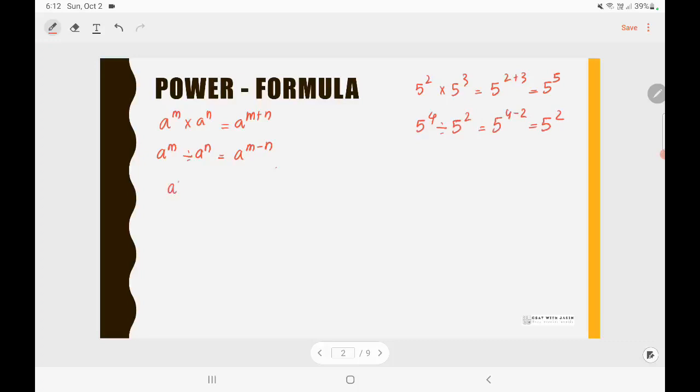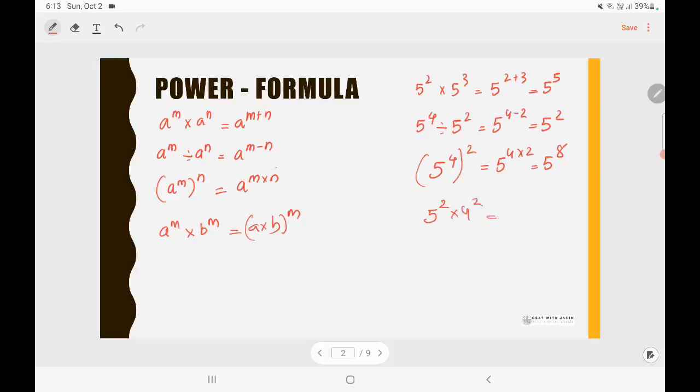And you can also write a raised to m all raised to n is equal to a raised to m into n. For example, if you have 5 raised to 4 all raised to 2, you can write it as 5 raised to 4 into 2, which is equal to 5 raised to 8. Also, a raised to m into b raised to m, you can write it as a into b whole raised to m. For example, 5 square into 4 square, you can write it as 5 into 4 whole square, that means 20 square. Also, you can write a raised to m divided by b raised to m as a by b whole raised to m. If you have 10 square divided by 5 square, this is equal to 10 by 5 whole square, which is equal to 2 square.